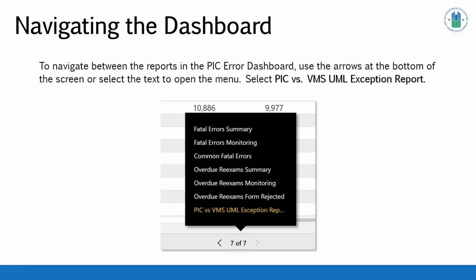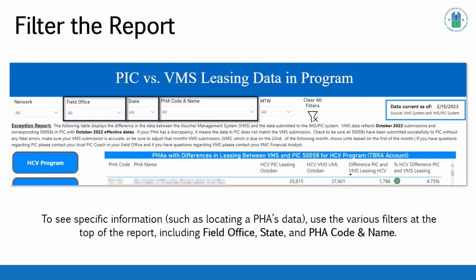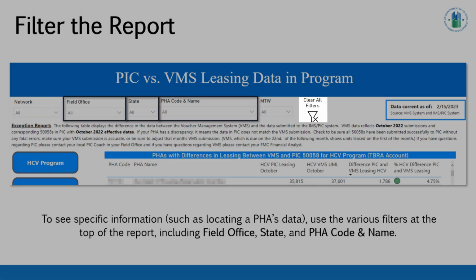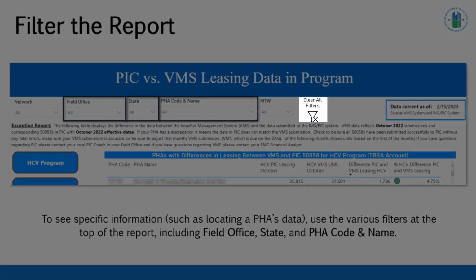To compare your unit months leased per PIC as compared to what is reported in VMS, select the PIC vs. VMS UML exception report, which is Report 7 on the PIC Error Dashboard. To see specific information for your PHA, use the various filters at the top of the report, including field office, state, and PHA code and name. If you need to reset the selected filters, select the Clear All Filters button.